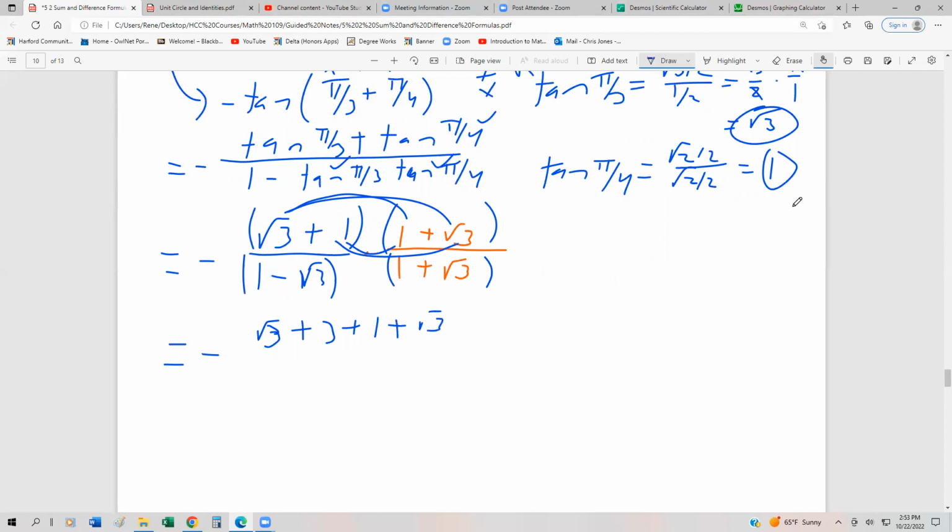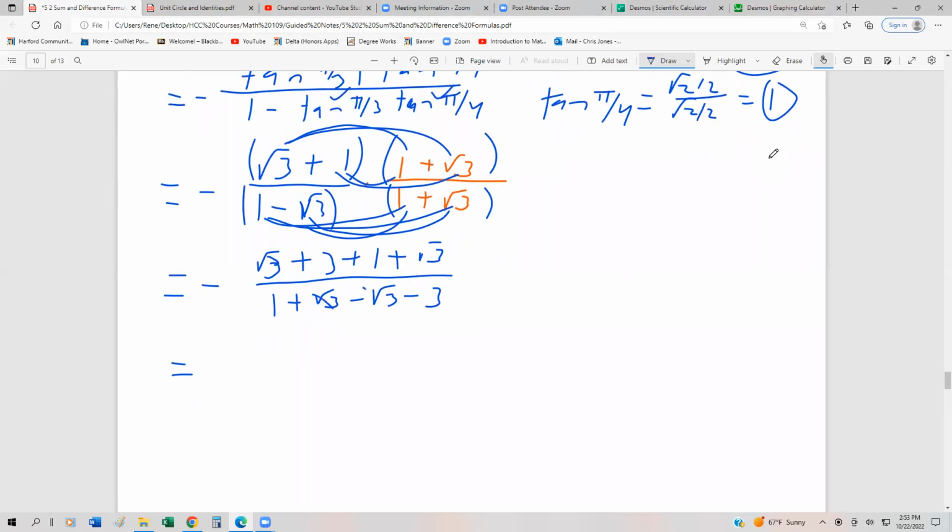And so in the denominator, that's going to be 1 times 1 is 1. 1 times root 3 is root 3. Negative root 3 times 1 is negative root 3. Negative root 3 times root 3 is just going to be a negative 3. And so now, if we simplify, those cancel, and the denominator should be negative 2. So we have an opposite out here. 3 plus 1 is 4. And then root 3 plus root 3 is 2 roots of 3. Now, finally, to finish this off, negative and negative is positive.